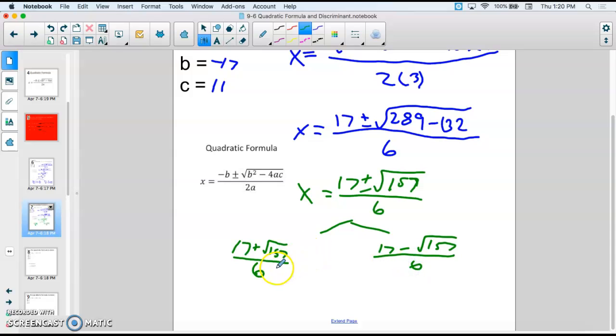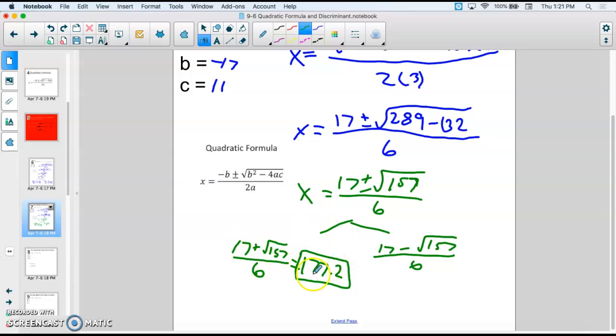Okay, your calculator can do this. Do the top first, and then hit enter, and then divide by 6. So we're going to do 17 plus the square root of 157, enter, or equals, divided by 6. You have to do it in that order, or else order of operations will make it do weird things and not get you the right answer. With this one, when we added, we got 3.2. Make sure you get the same answer.